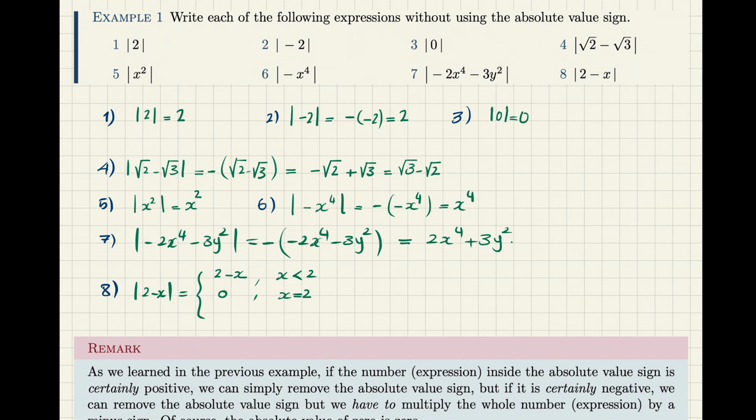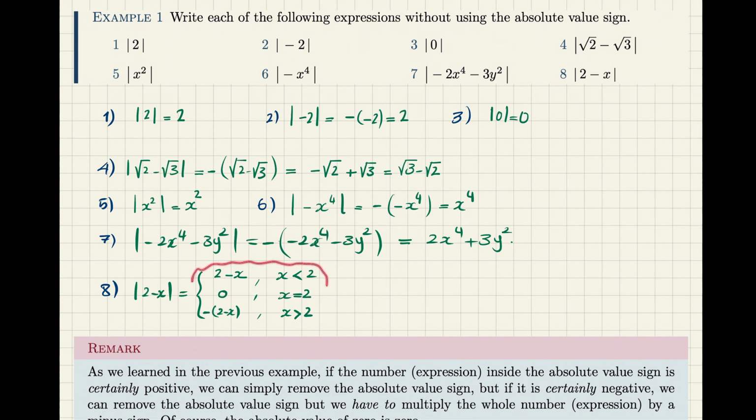Another situation is that x is greater than 2. What happens? Yes, when x is greater than 2, 2 minus that number becomes negative. Can I still remove the pair of absolute value signs? The answer is yes, but I have to multiply it by a negative sign. So if I insist on getting rid of the absolute value sign in this case, I have to write it in a more elaborate way. So this is why we use absolute value signs in mathematics.